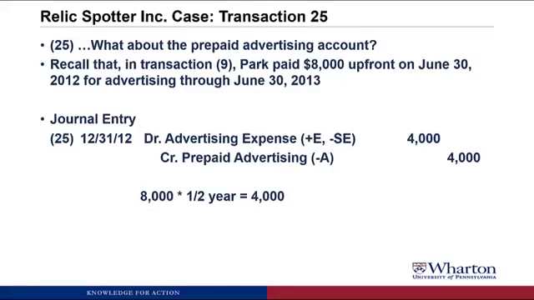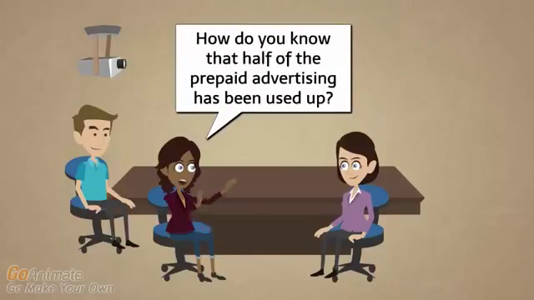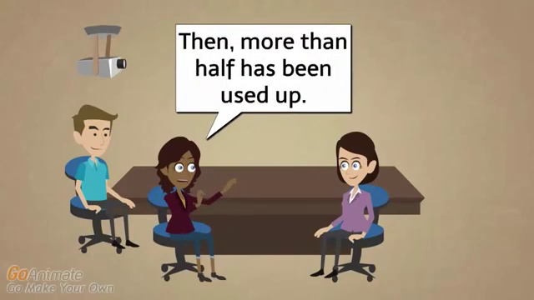I got $4,000 by taking $8,000 that we prepaid for a year and realizing that half a year has gone by. So if you take half a year of $8,000, it's $4,000 for 6 months. How do you know that half of the prepaid advertising has been used up? What if most of the adverts ran in the first few months? Then, more than half has been used up.